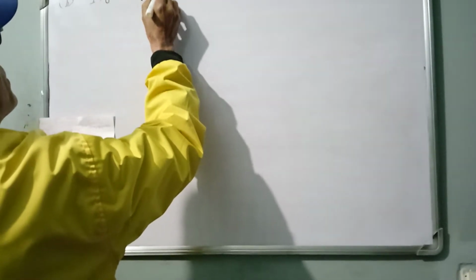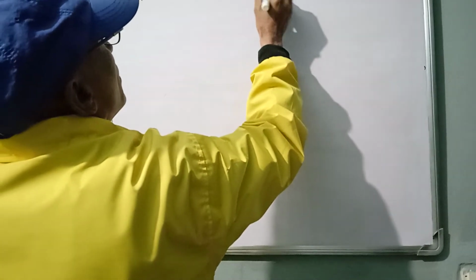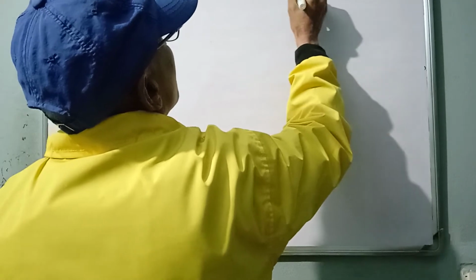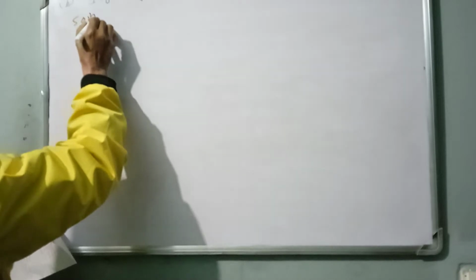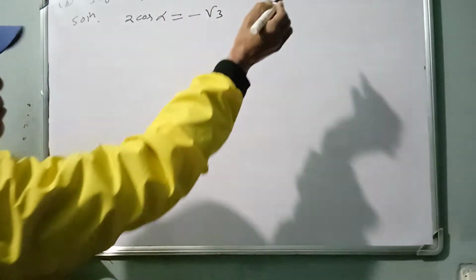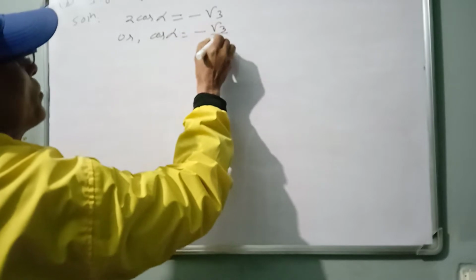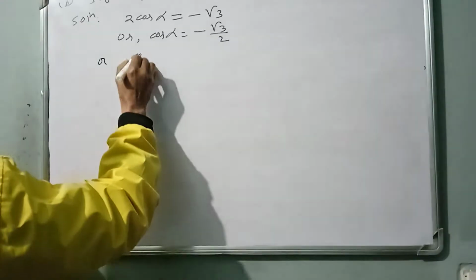Now, question number 4B. For 1 mark, if twice cos alpha plus root 3 equals 0, find alpha. Without wasting time, I solve. Twice cos alpha equals minus root 3, plus becomes minus, or cos alpha equals minus root 3 by 2.